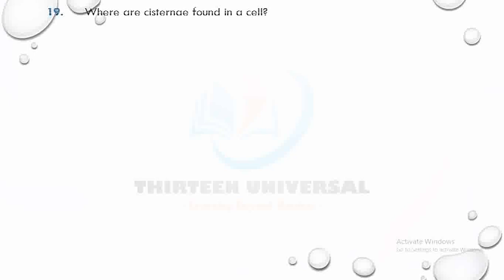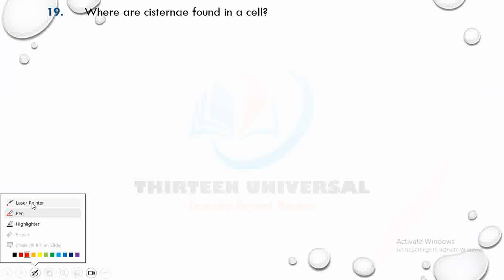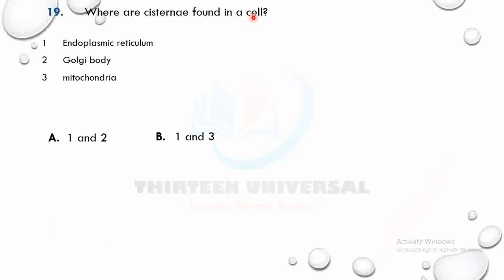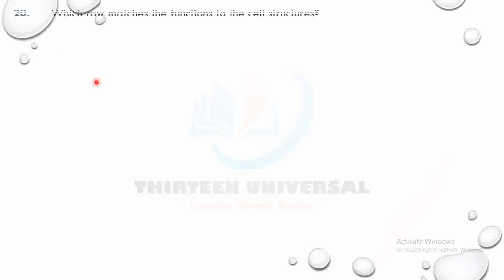You can watch the video again and follow, and ask questions if you have any. So let's look at the next question. Where are cisternae found in a cell? Pause the video and try it. Cisternae are enclosed fluid, a closed cavity, and they're always found in endoplasmic reticulum and Golgi. They're not found in mitochondria. So 1 and 2 is A.